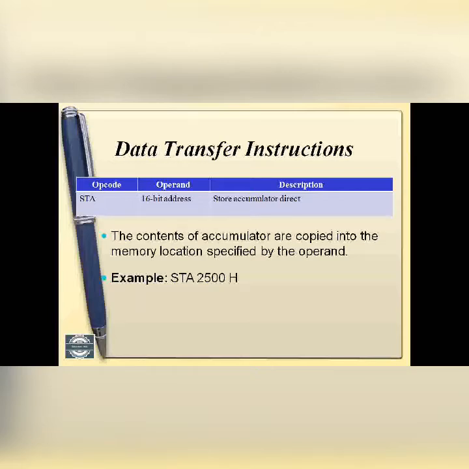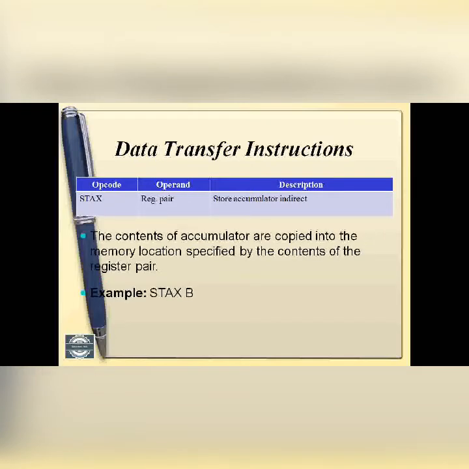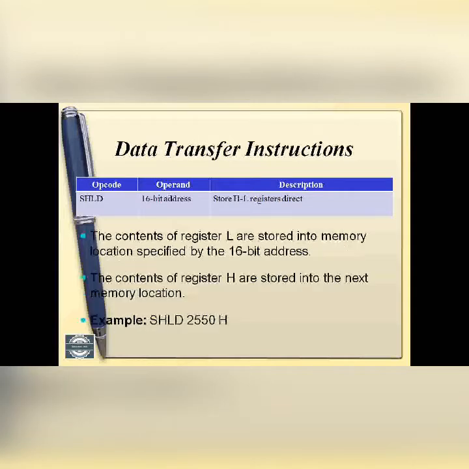STA is generally used to store accumulator direct. Whatever value is there, you store it directly, then you use it. Generally, the accumulator content is copied into the memory location specified by the operand. You can see this.